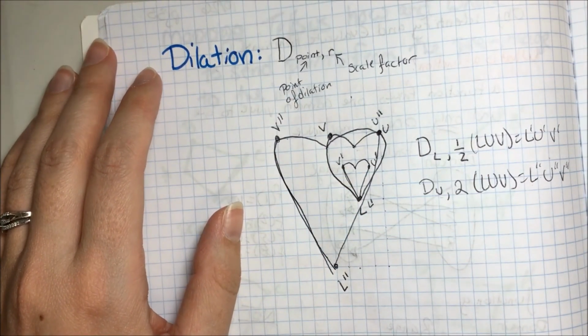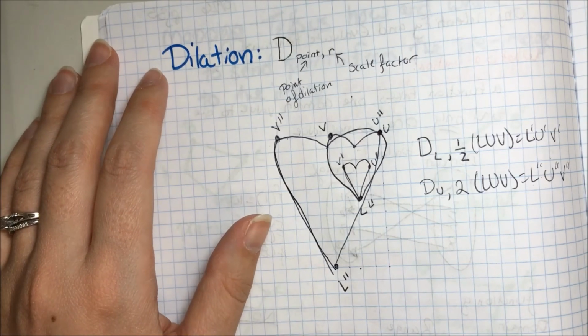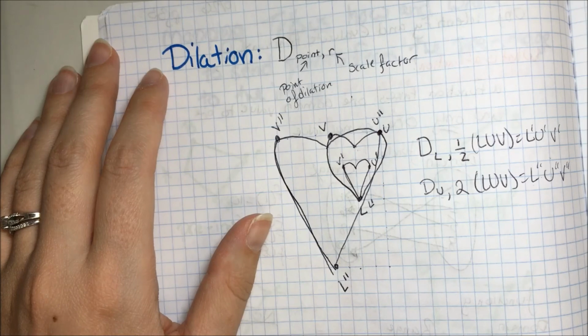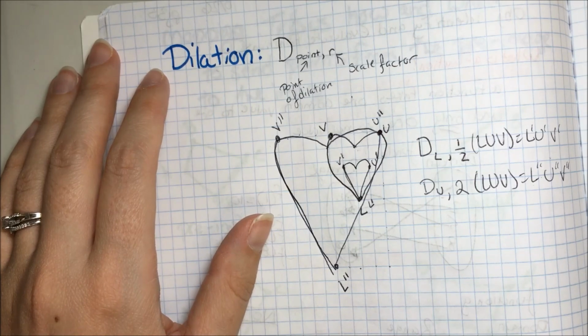Okay, a dilation is not an isometry. And I think that is all we need to know for tonight. Okay, so an isometry is a transformation that keeps distance and angle measure the same. Okay, the image and the pre-image are congruent. The only thing that's not an isometry is a dilation.